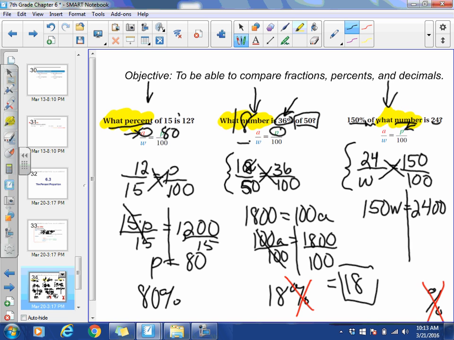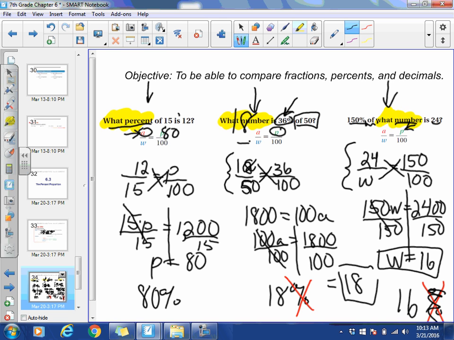Get W alone. And I have W equals whatever 2,400 divided by 150 is, which is 16. And by the way, that's 16, not percent, just plain old 16. So 150%, so more than 100%, more than all of 16 is 24, and that makes sense. More than 100% of a number is more than the number itself.